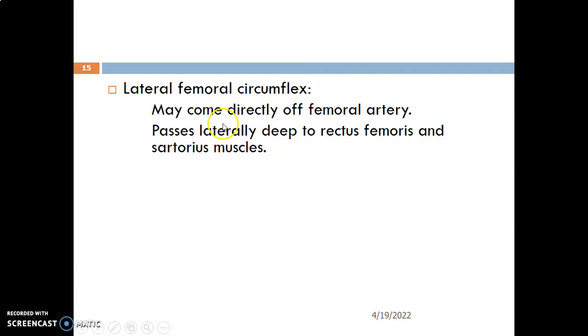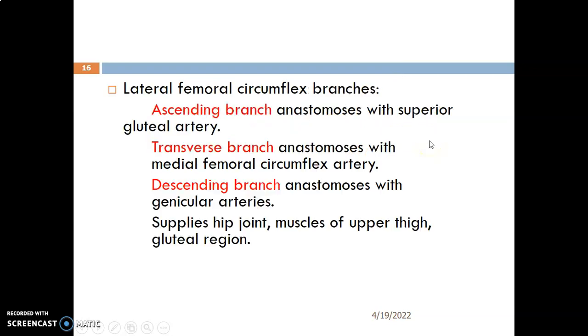Lateral circumflex femoral, on the other hand, also comes directly off femoral artery and passes laterally deep to rectus femoris and the sartorius muscle. So what are the branches? This one has three branches. Ascending branch that anastomoses with superior gluteal artery at the trochanteric anastomosis. Transverse branch anastomosing with medial circumflex artery at the cruciate anastomosis, and a descending branch that participates in the genicular anastomosis. So this lateral femoral circumflex supplies the hip joint, muscles in the upper thigh, gluteal region, as well as the knee.